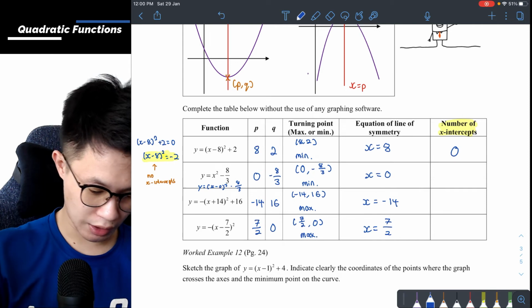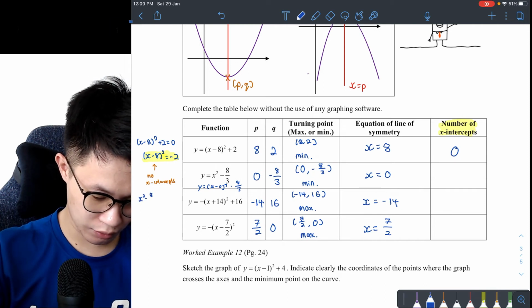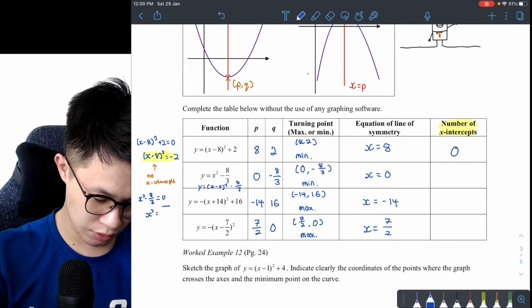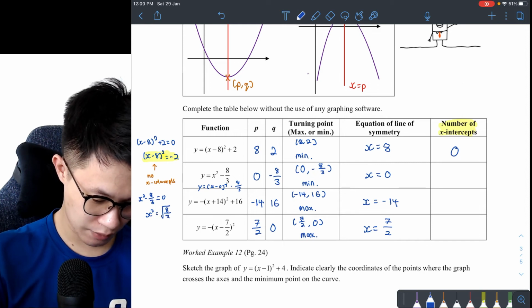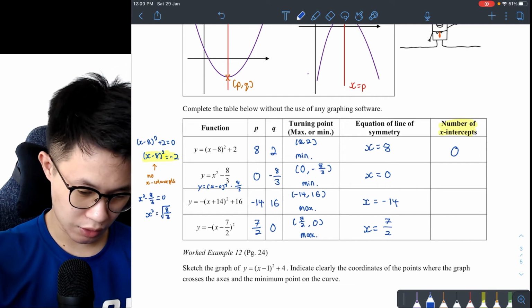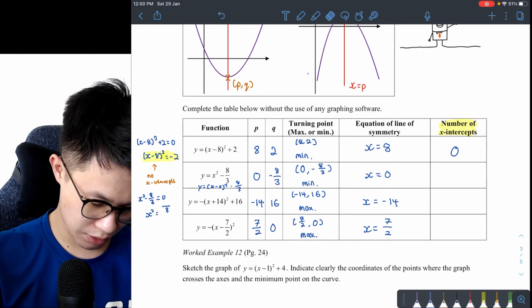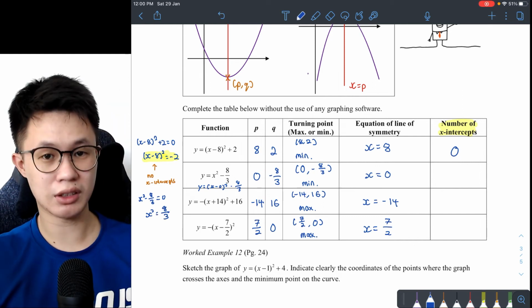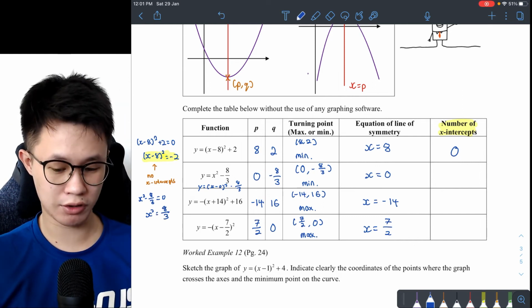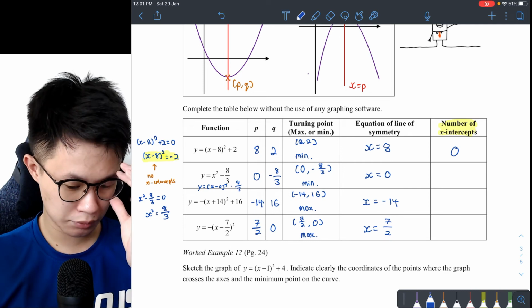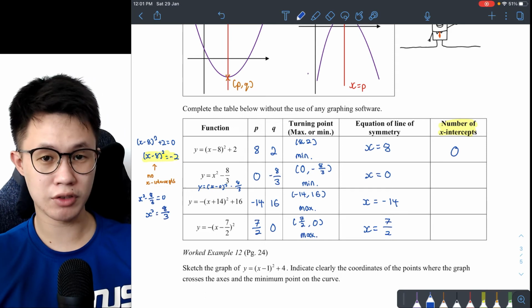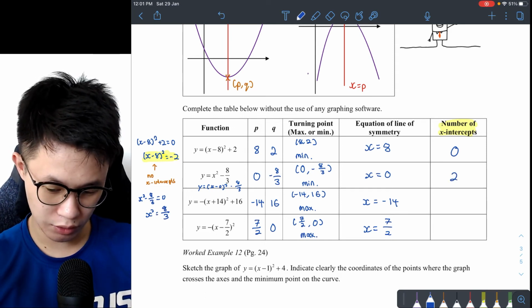The second one, we will have x squared minus 8 over 3 equals 0. And in this case, x squared is equal to 8 over 3. Sorry, not square root. Why do I write square root? It shouldn't be square rooted. It's equal to 8 over 3, and it can be square rooted. This value 8 over 3 can be square rooted, and it will give you two values: plus or minus square root of 8 over 3. So this will be 2 intercepts.